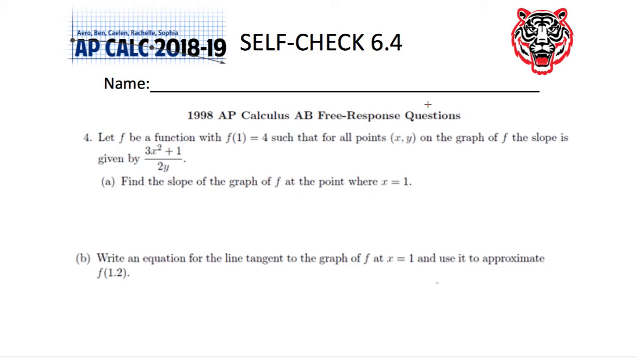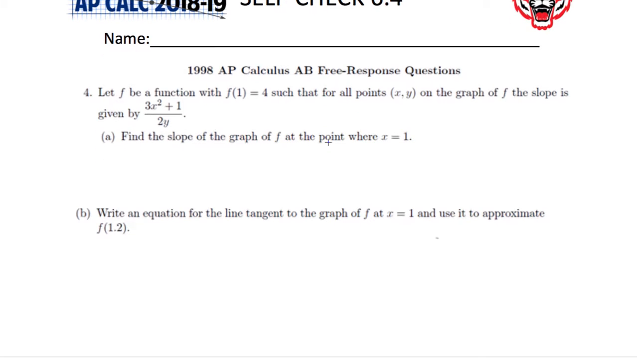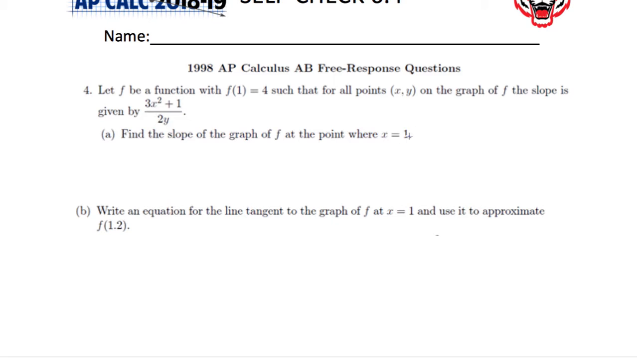Calculus! We're in AP Calculus still, self-check 6.4. So this is from 1998. This is number four. Find the slope. So that's pretty easy. You're just plugging in x equals 1, y equals 4 into this expression to find the slope.